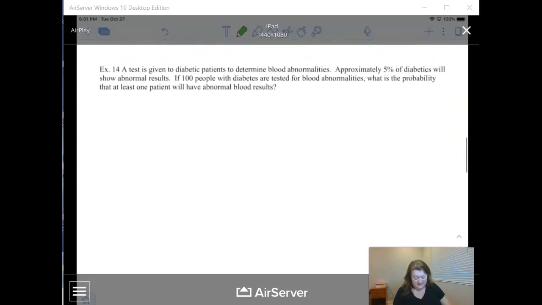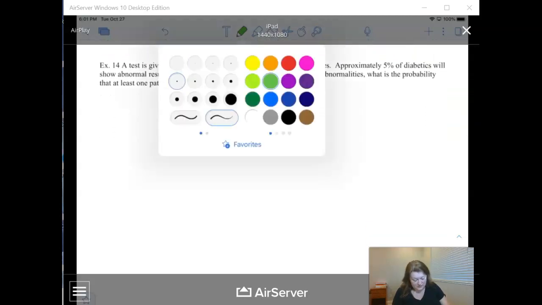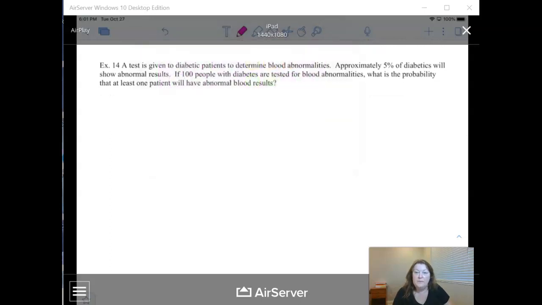A test is given to diabetic patients to determine blood abnormalities. Approximately 5% of diabetics will show abnormal results. If 100 people with diabetes are tested for blood abnormalities, what is the probability that at least one patient will have abnormal blood results? So again, we'd have to do this 100 different times. So here's what that would look like.